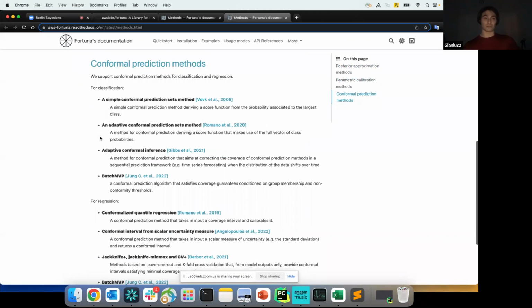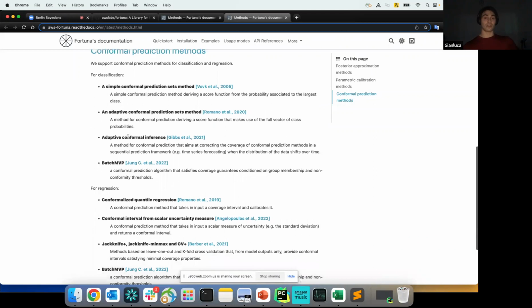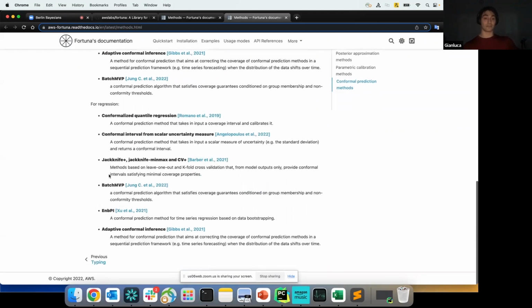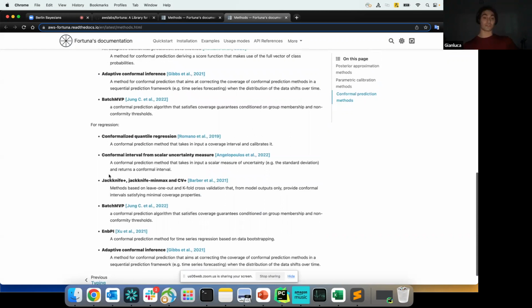Conformal prediction, we've been trying to really increase coverage here. We have some methods for classification. We have some methods for regression. We support some methods for time series forecasting and also for distributional shift. So this adaptive conformal inference is for when the distribution shifts in time. MVP is for time series regression. We now can do also group conditional conformal prediction. So you obtain basically some guarantees for groups of inputs.